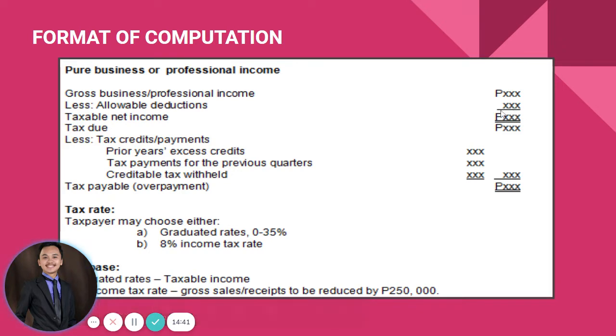So here, this will be the taxable income and the basis if the option is graduated rate. Pero if the option of the taxpayer, guys, is the preferential tax of 8%, then therefore our basis would be gross sales or receipts to be reduced by 250,000.